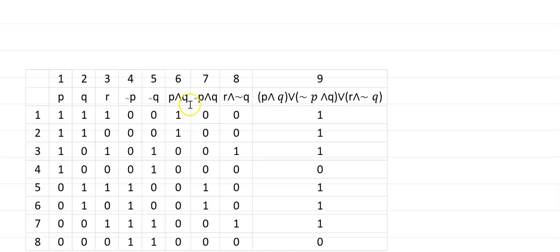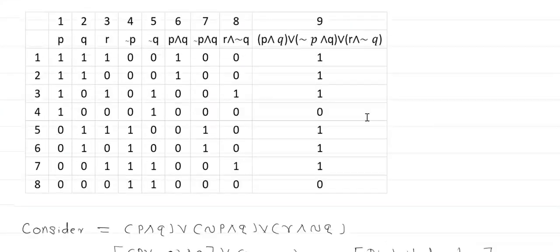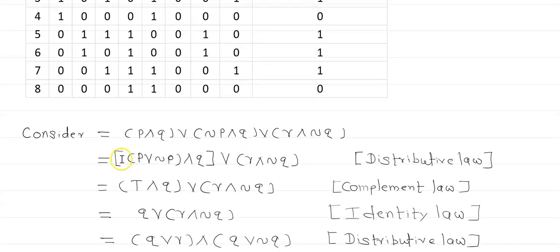Next is negation of Q, and between first and second is the AND. Now next is negation of P and Q, that is the AND between 4 and 2. Next is R and negation of Q, that is the AND between third and fifth. And last is an OR between these, 6, 7 and 8. That is how we get this statement pattern. Now this is a truth table you can perform. This is important.